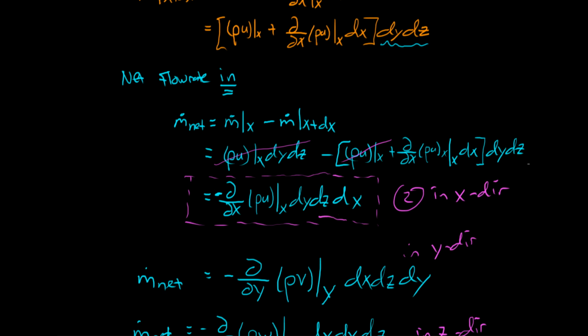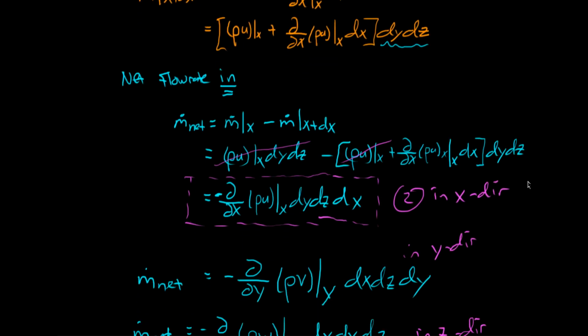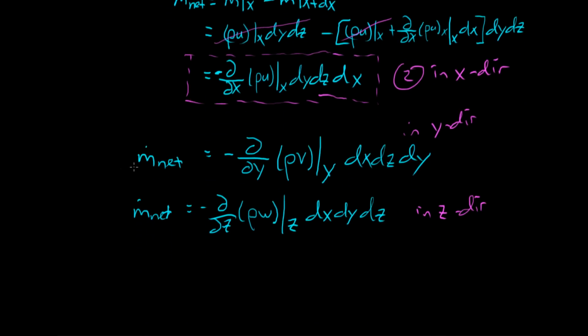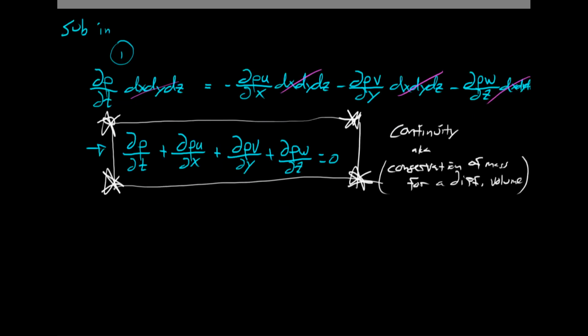Now, we could go through that exact same exercise, and I invite you to do so if this was confusing to you, to get the flow rate in the y direction using rho v, and the flow rate in the z direction using rho w. And this is just going through each of the sides of our cube. Now we're going to sub all of that into the law.